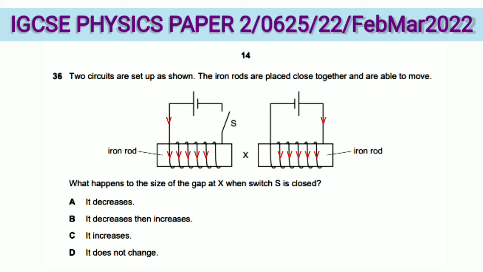So two extreme ends develop south polarity and two ends in the middle will become north poles. Since like poles repel each other, size of gap X in the middle will increase. So correct answer here is option C, it increases.